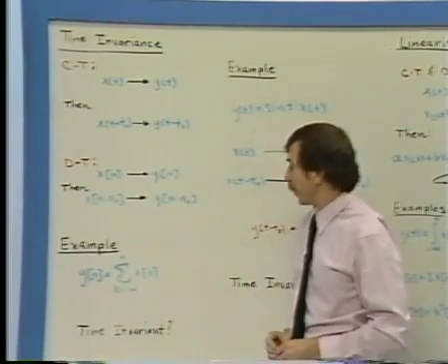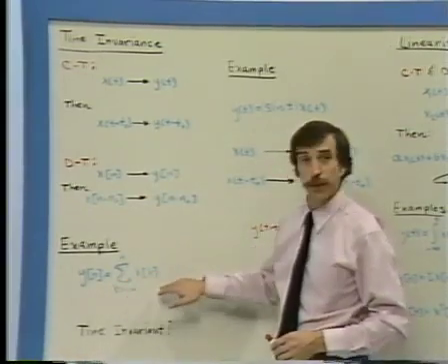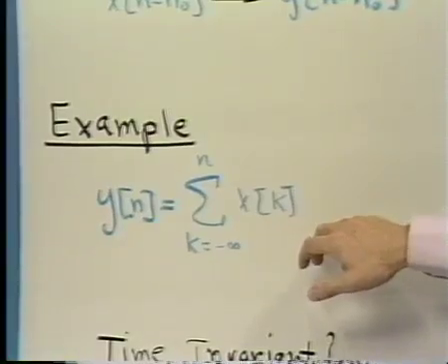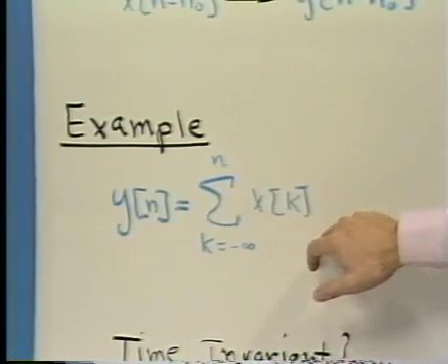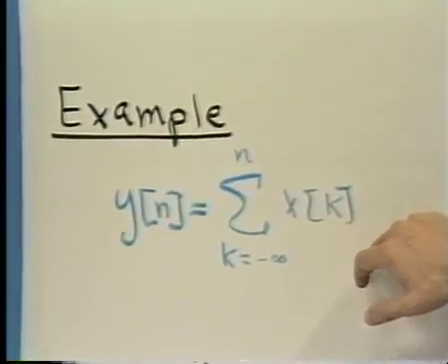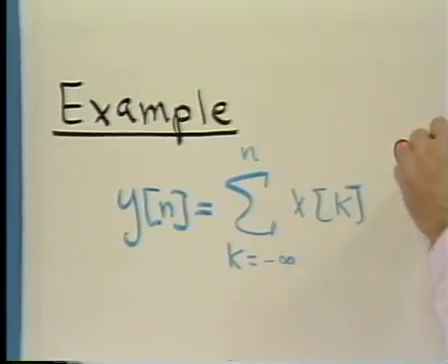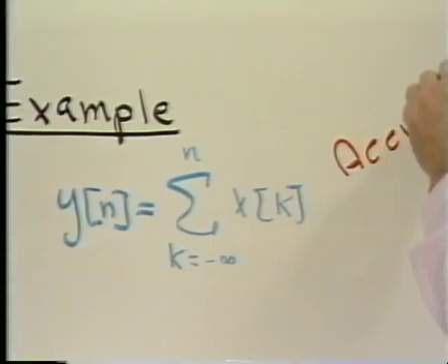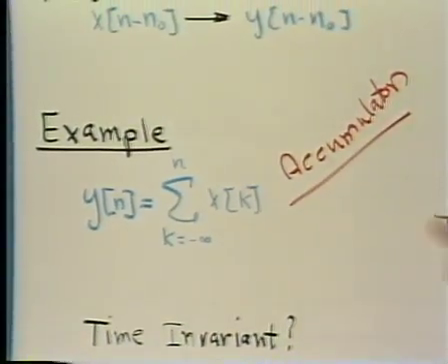For example, if we have a system which is the system I've shown here, which, by the way, is the system that we talked about previously to go from an impulse sequence to a step sequence. We called it a running sum, and actually what it's also often called is an accumulator. What it does is accumulate past values of the input.